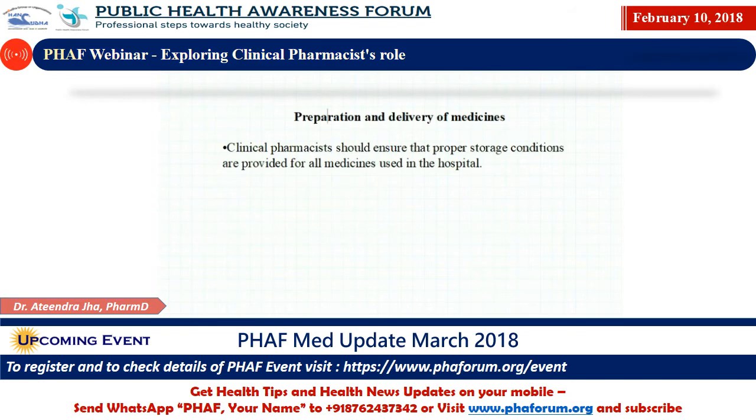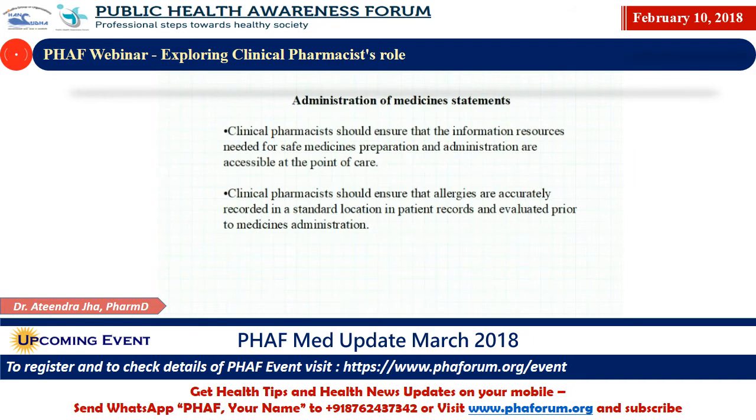Then administration of medicine. Clinical pharmacy should ensure that the information resources needed for safe medicine preparation and administration are accessible at the point of care. Even nurses should always know how to administer a drug, when the drug should be given, when the drug should not be given, what are the major areas of the drug. So the proper way of administration as well as the proper knowledge of the drug should be at the level of the care, meaning the person who is taking care of the patient should know about all these things.